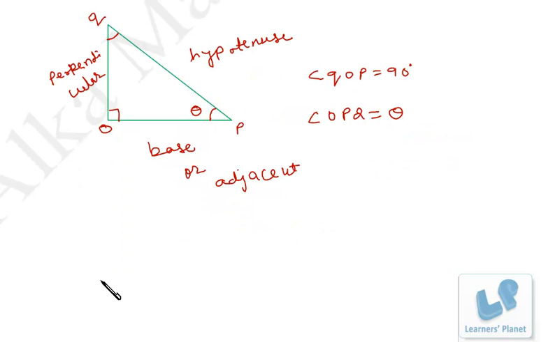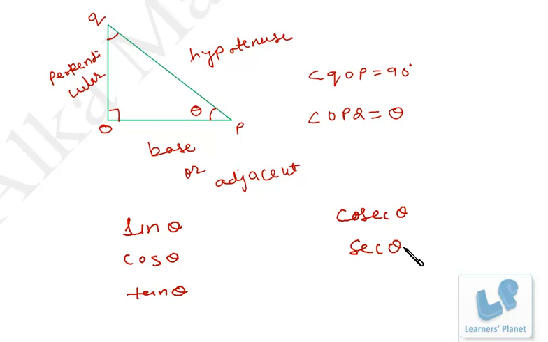Now I write the 6 trigonometric ratios over here. So that's sine theta, cos theta, tan theta, cosec theta, sec theta and cot theta, right? Now this 6 trigonometric ratios we are having over here. Now what exactly do they represent, that we have to see, right?